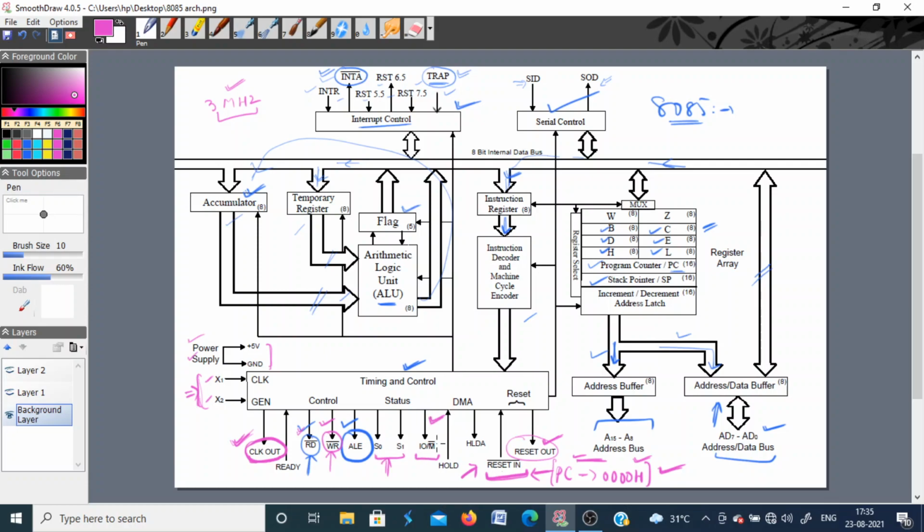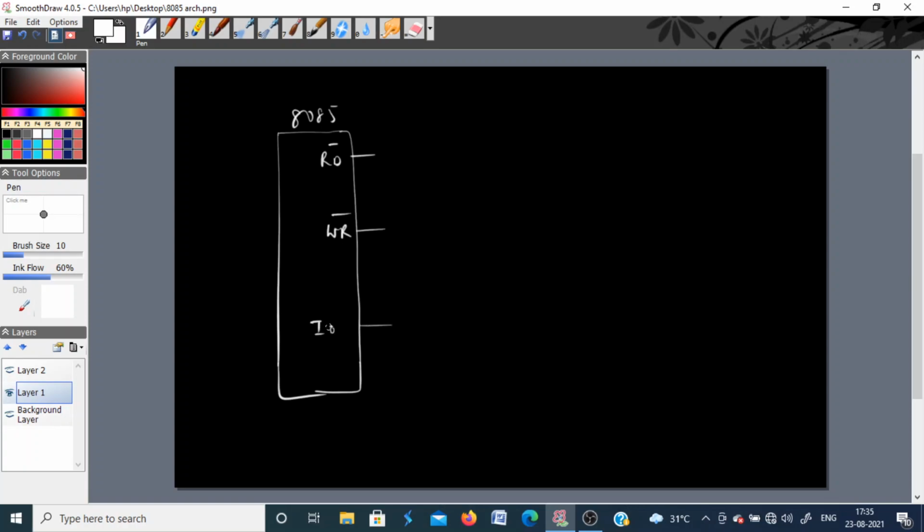So as you can see, if it is 0, it means it is a memory related operation. If it is 1, it is an input output operation. Okay, so this pin is basically combined with read and write signals to generate 4 different signals. See how it is done. This is your processor 8085. Okay, so you have 3 pins on this. One is for read, one is write, and one is to show the status whether this read or write operation is related to the memory or to some input output device.